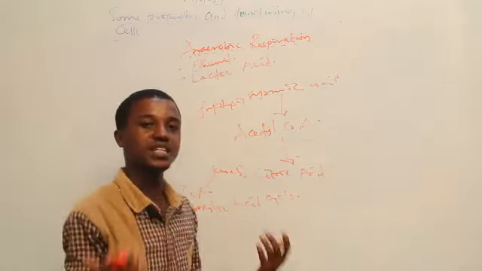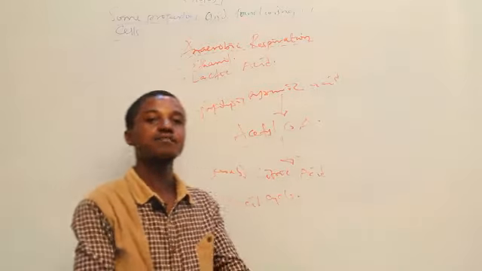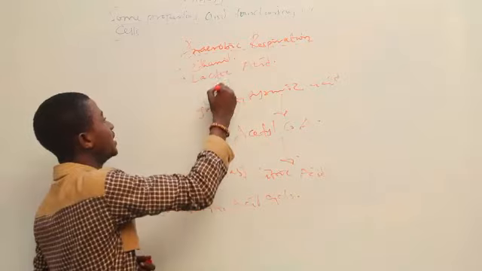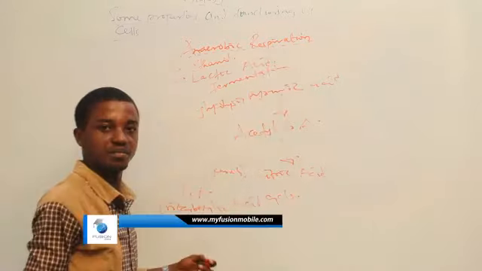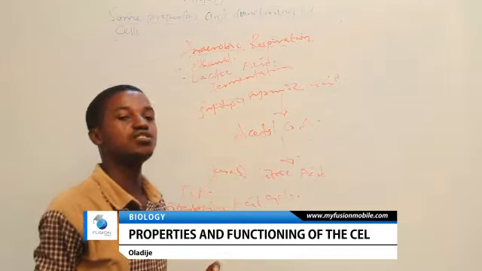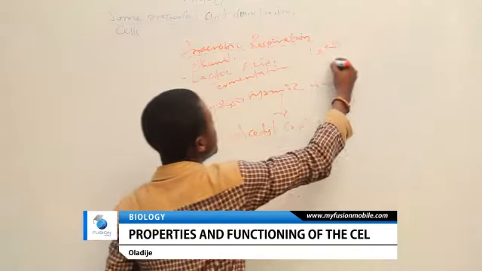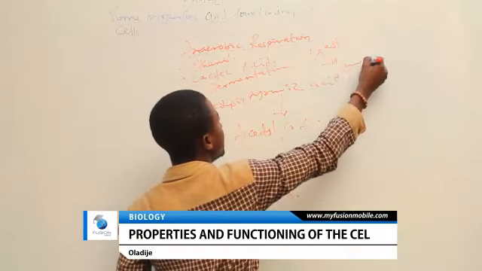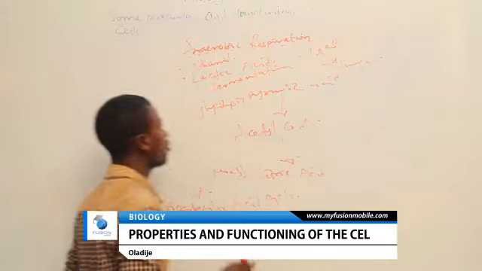Anaerobic respiration takes place in the absence of oxygen. It involves a process called fermentation. Now, this fermentation is basically carried out by a unicellular organism called yeast. Now yeast is actually a fungus. Fungi is plural, so in this case yeast is a fungus.